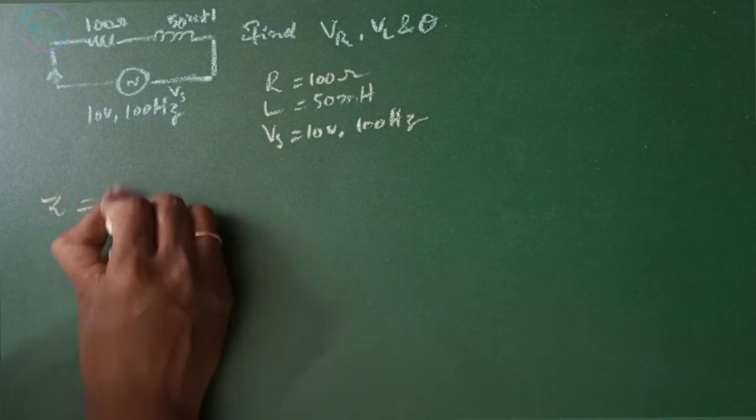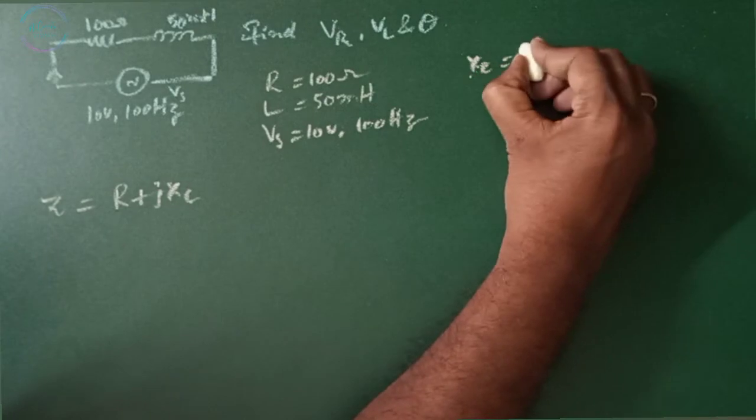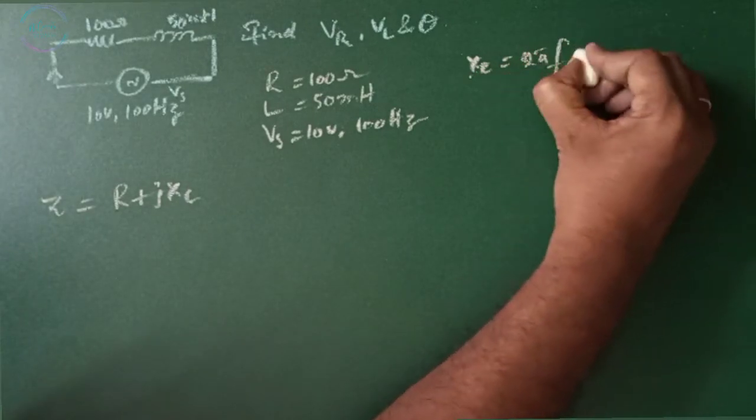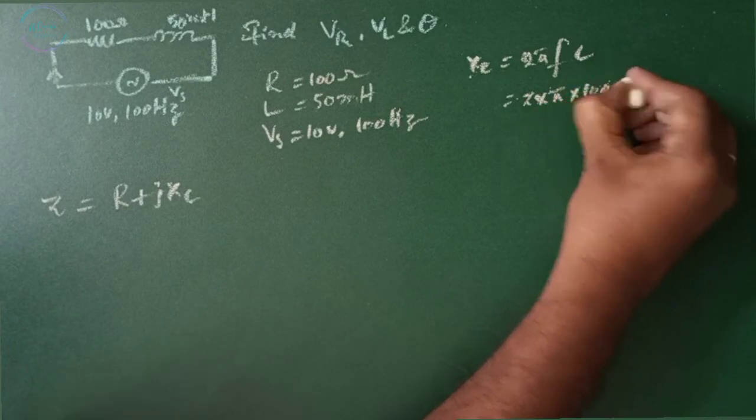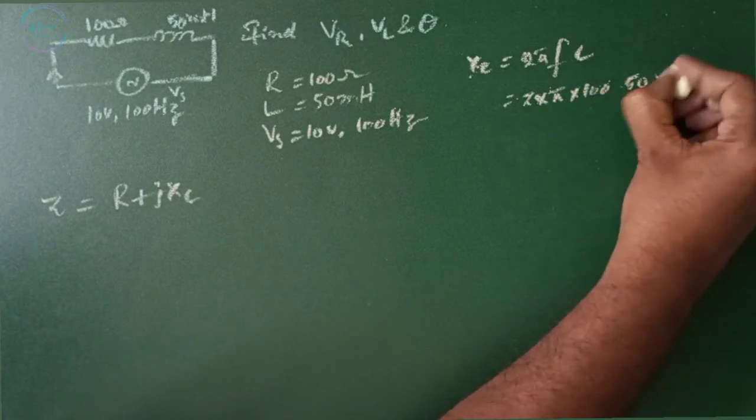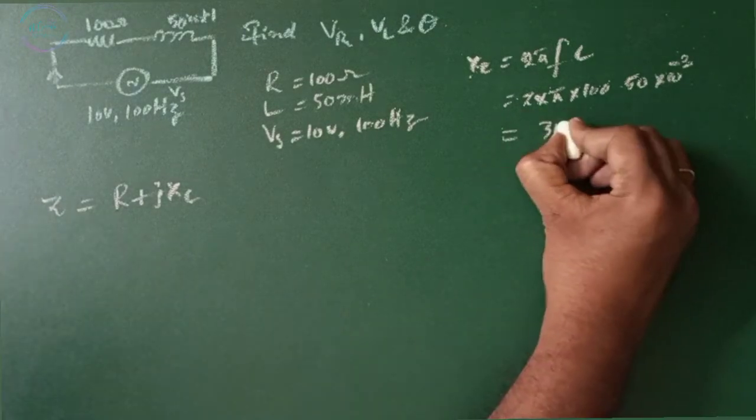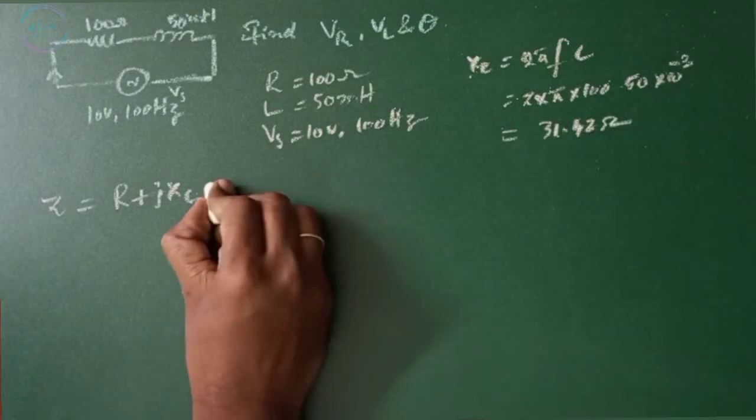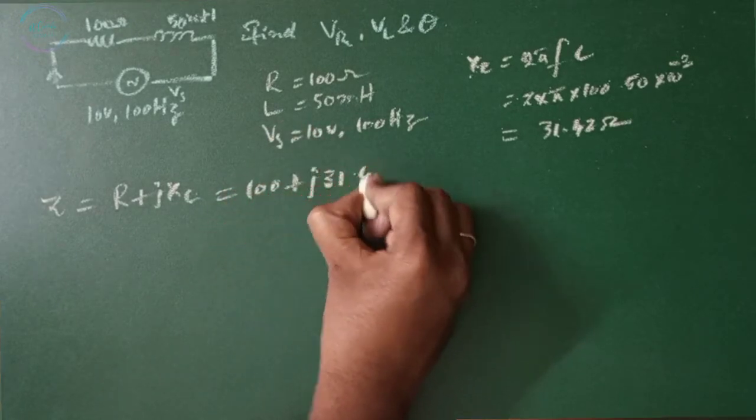Z is given by R plus j XL, where XL equals 2 pi F L, that is 2 pi, F is 100, L is 50 millihenries. Now if you find this value, it is 31.42 ohms. Now Z equals 100 plus j 31.42 ohms.